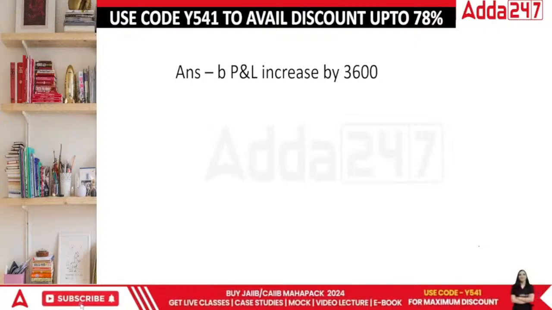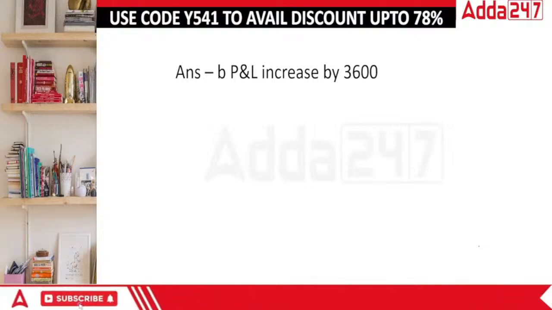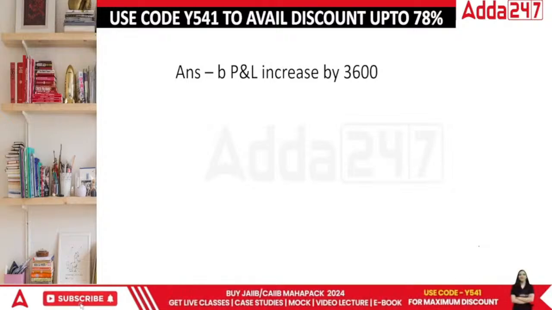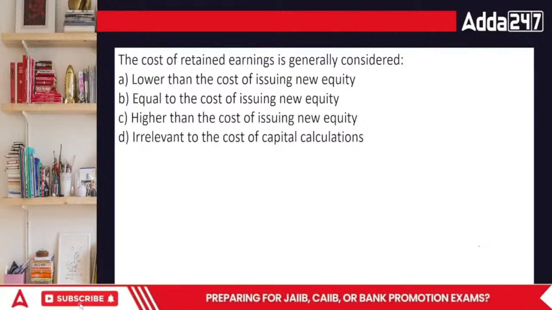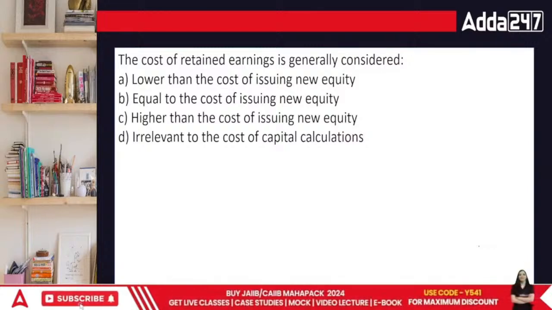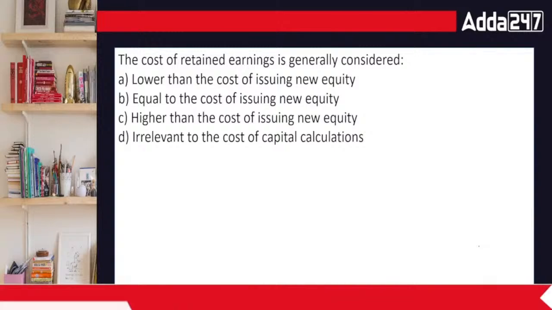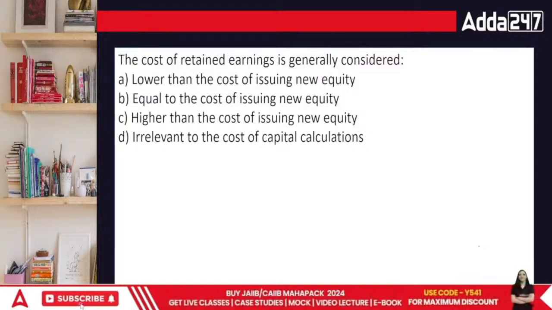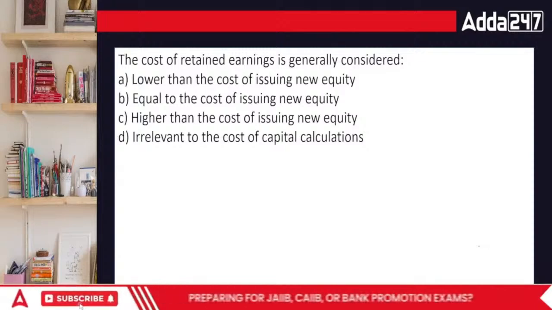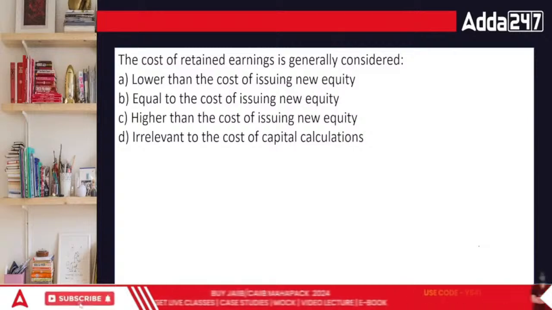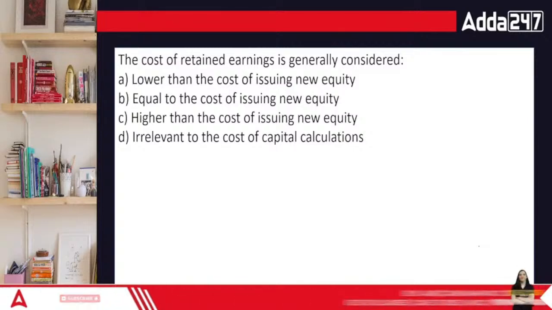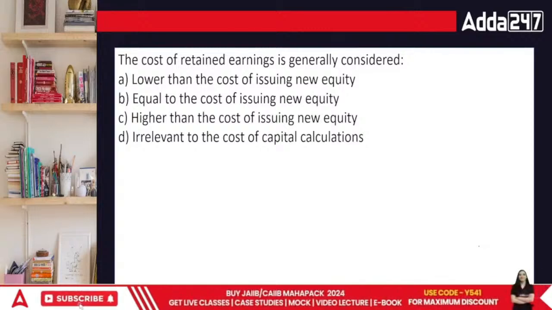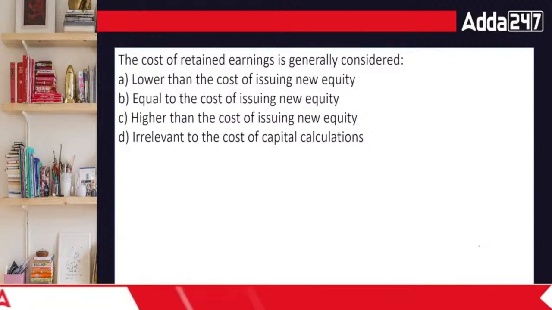Now moving on to the next point. Next question. The cost of retained earnings is generally considered lower the cost of issuing new equity, equal to the cost of issuing new equity, higher than the cost of issuing new equity, or irrelevant to the cost of capital calculations. What's going to be the answer, everyone?